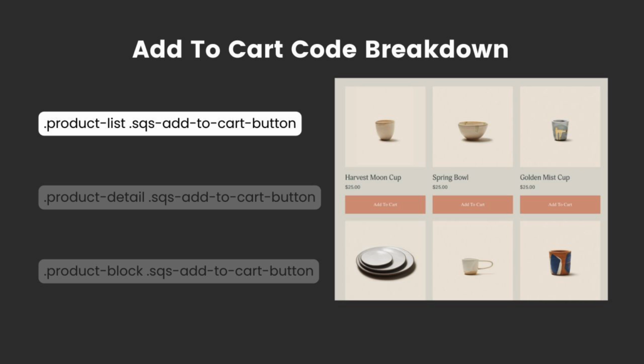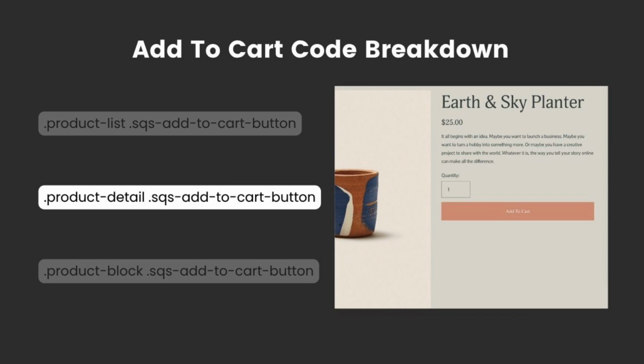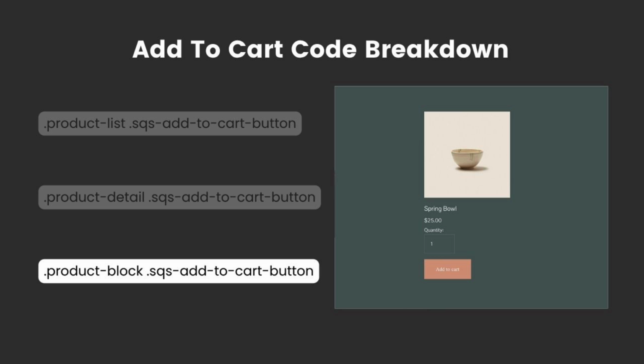All right, we just covered a lot of content, so here's a quick code recap. If you want to change the product list button, use the selector product list SQS add to cart button. If you want to change the product page, that individual product detail page, use product detail SQS add to cart button. And if you want to change the product block, use product block SQS add to cart button.